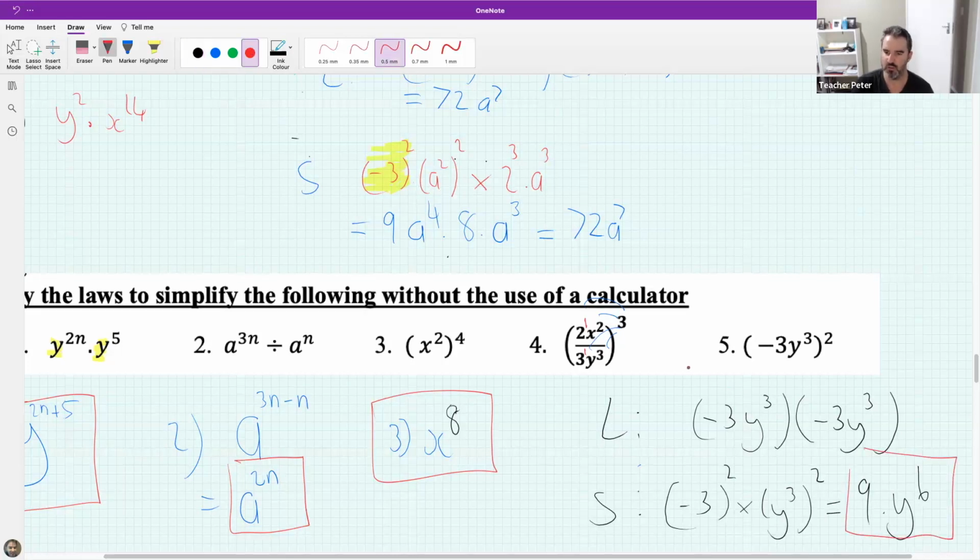And if you do it the long way, you can see that the -3 and the -3 give you the 9. And then the y to the 3 times the y to the 3 gives you my y to the 6. Give me a thumbs up if that's good.